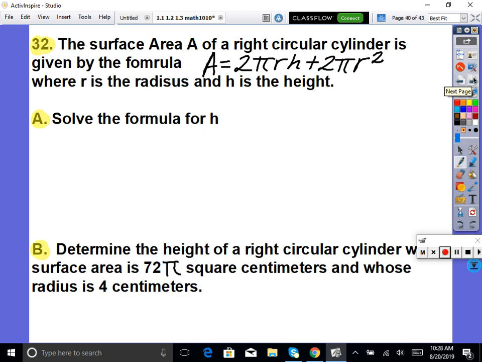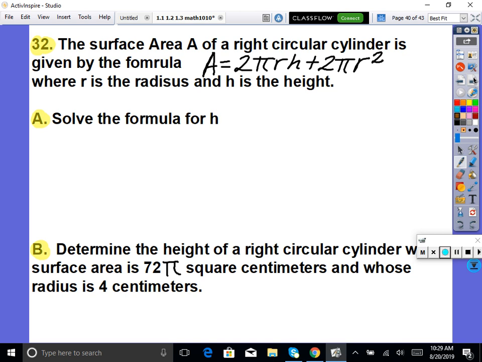All right, so let's look at this quick story problem. Story problems are not scary. Look, this is literally asking us to do the exact same thing. It says, the surface area A of a right circular cylinder is given by this formula. And it's not a very pretty formula, but that's okay. It says where R is the radius and H is the height. Now look at part A. Solve the formula for H. Is that asking us to do anything hard?